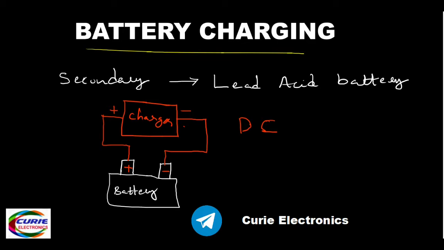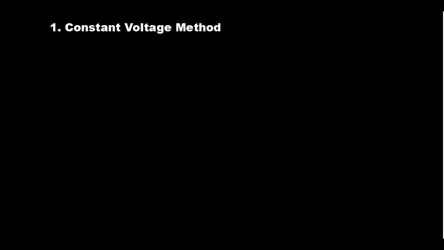Now we will see one by one what the different methods to charge a battery are. First one is the constant voltage method. In the constant voltage method, what do we do? We have a battery. Let me draw the battery. So this is the negative terminal and this is the positive terminal of the battery.